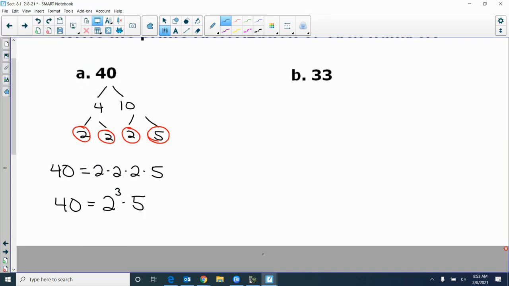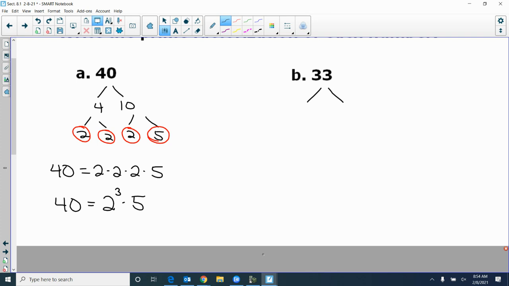All right. And understand with 40, we had 4 times 10. If we had started with 8 times 5 or 2 times 20, we would have ended up in the same place. Right? So you don't have to guess which one we want to see first. It doesn't matter where you start. Pick any 2.